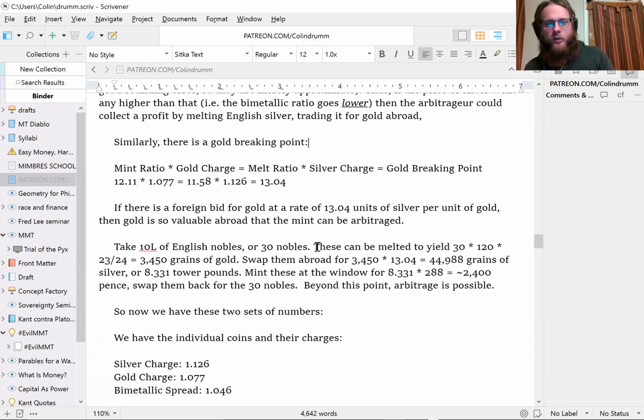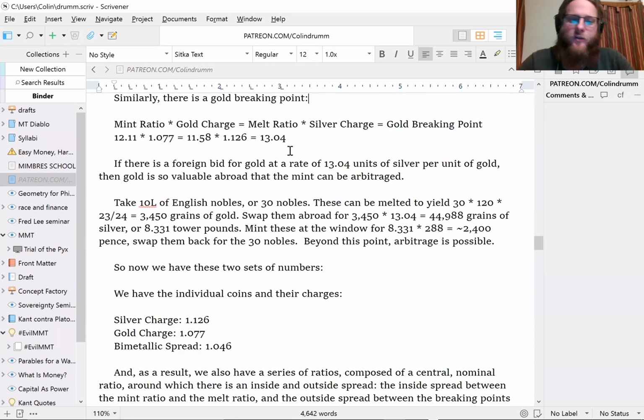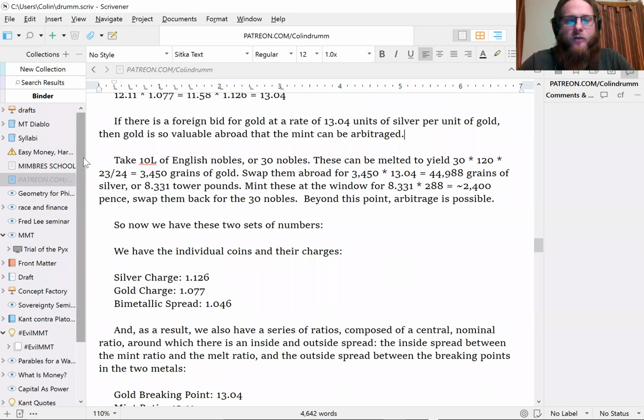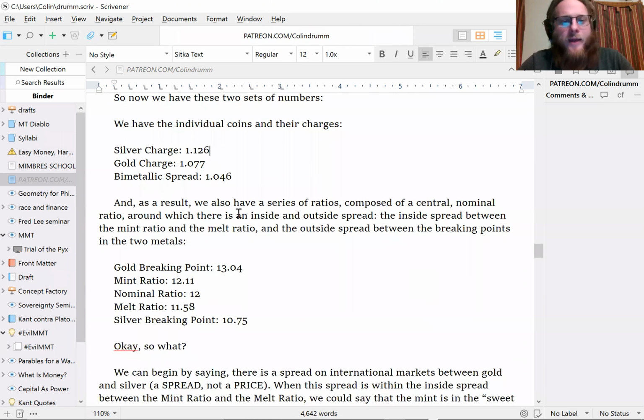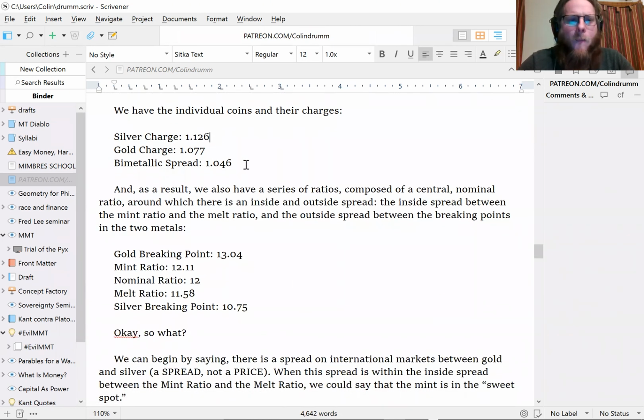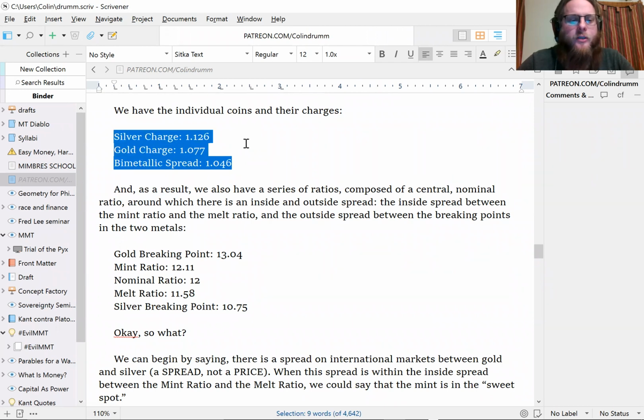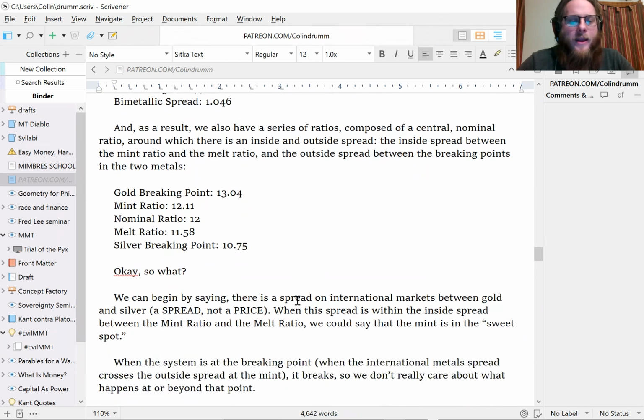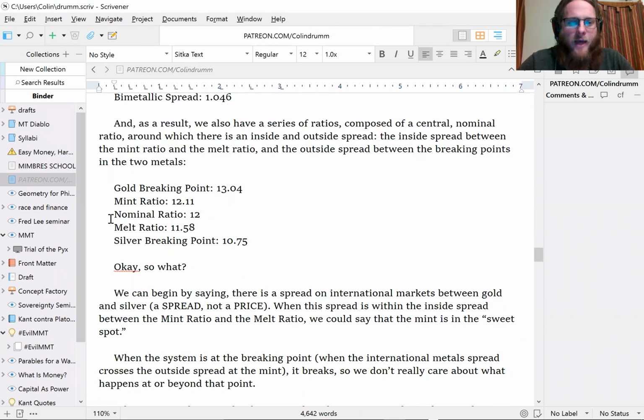Okay, and similarly, there's a gold breaking point. This is just the inverse of this other one. It's 1304. I do the numerics, I show you. That's the arbitrage point. Okay, so now we have two sets of numbers. There's these coins and their charges and the spread. And we also have these. So we have a nominal ratio in the middle. We have this inside spread, the spread between the mint ratio and the melt ratio. And we also have an outside spread, the spread between the gold breaking point and the silver breaking point.